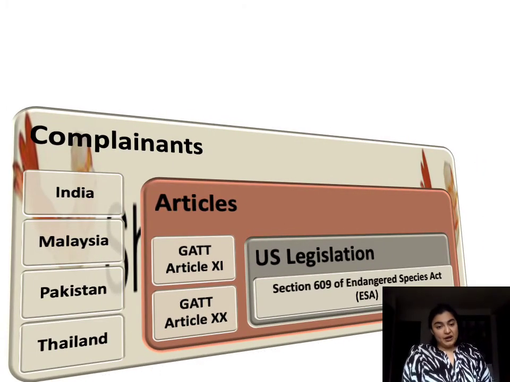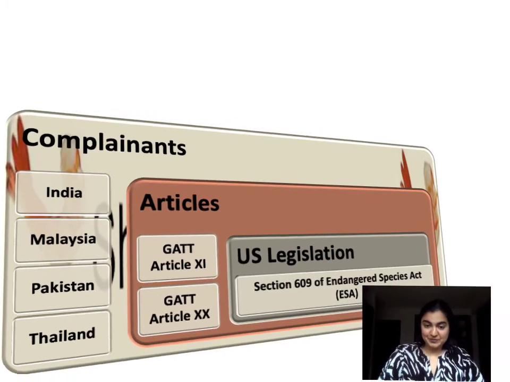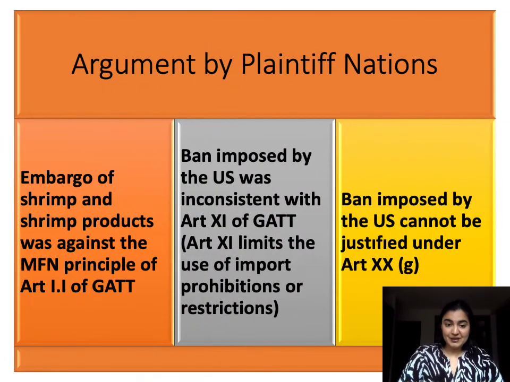So what happens here? India, Malaysia, Pakistan, and Thailand get together and file a case against the US at the WTO. And they argue that this is a violation of MFN that we have studied in the last class, Article 1.1. This measure is a violation of Article 1.1, and it cannot be justified under Article 20G.